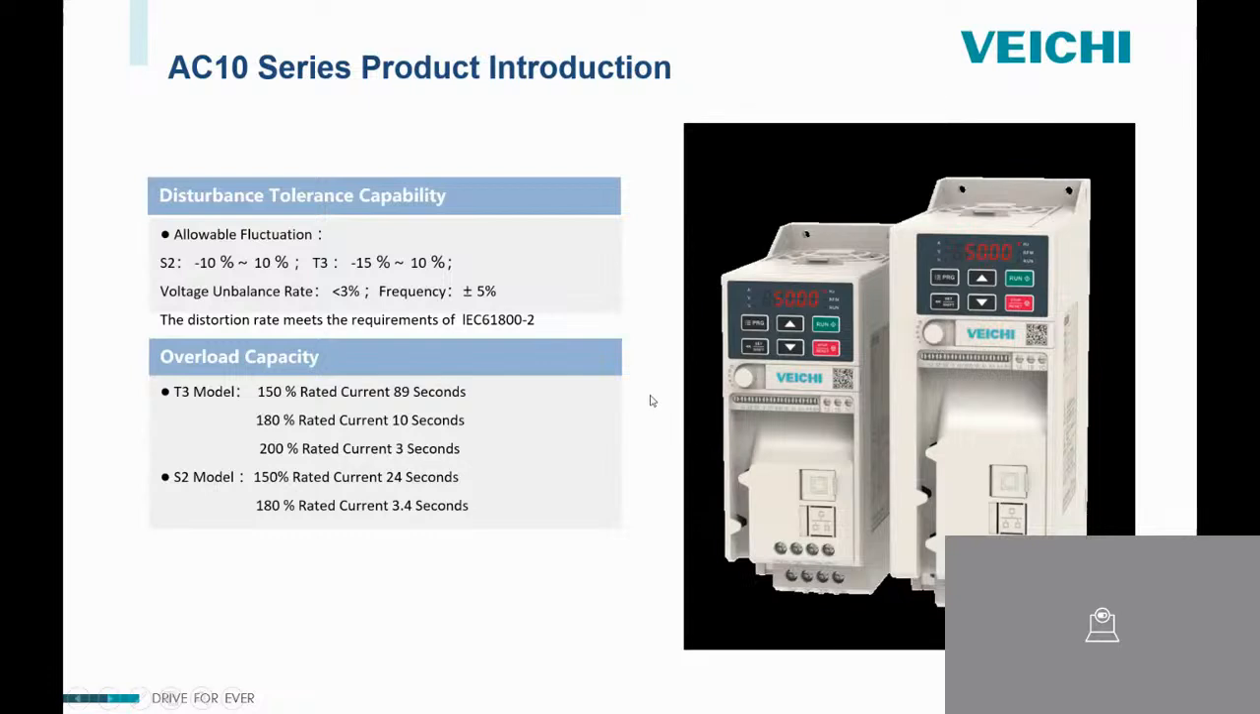And our AC10 series inverter has a strong overload capacity. For our T3 model, 150% rated current for 89 seconds, 180% rated current for 10 seconds, and 200% rated current for 3 seconds. And for the S2 model, 220 volt, 150% rated current for 24 seconds, and 180% rated current for 3.4 seconds.